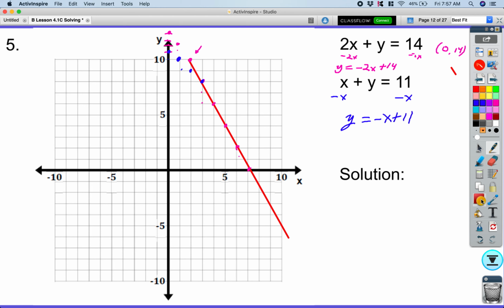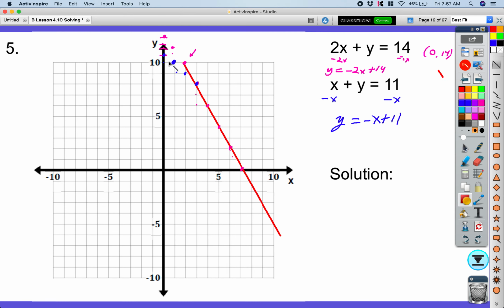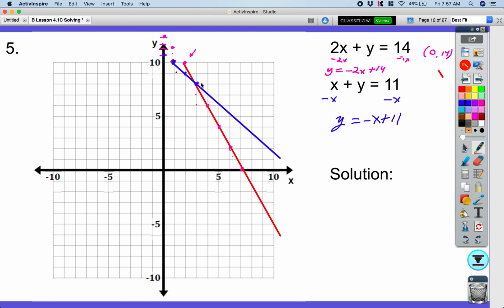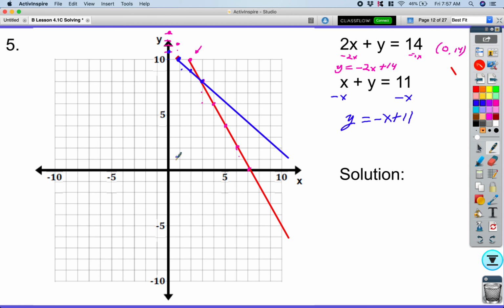All right, and we can see that the blue line is on the red line, or the blue point is on the red line. That'll help us view it a little easier. And when I connect these dots over here, I can figure out my solution is where the two lines cross. So I'm just going to count. I got to go from here and here over.